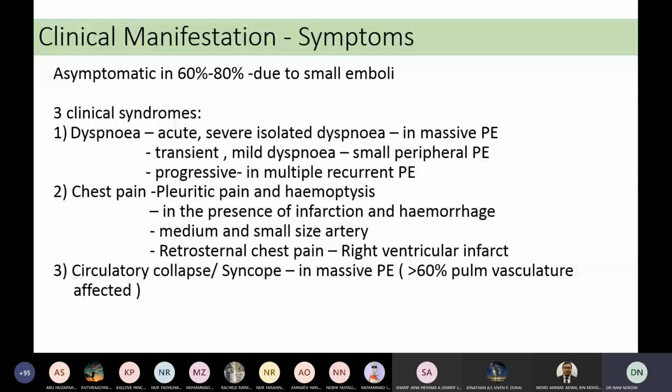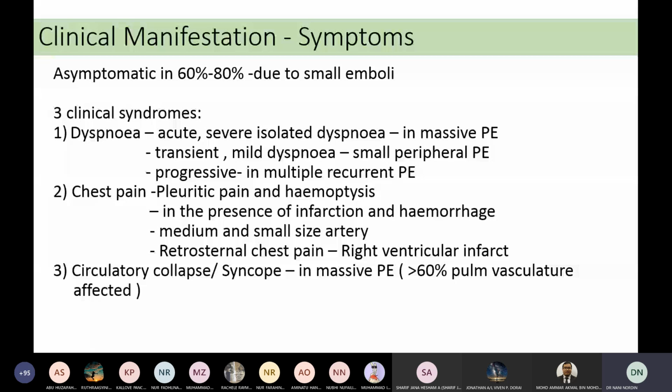Usually this is caused by a medium or small size artery, or it can be a retrosternal chest pain because of infarction. Remember, we talked earlier that you can also have ventricular infarction. So this can also contribute to the chest pain. That is another symptom that a patient can come with.